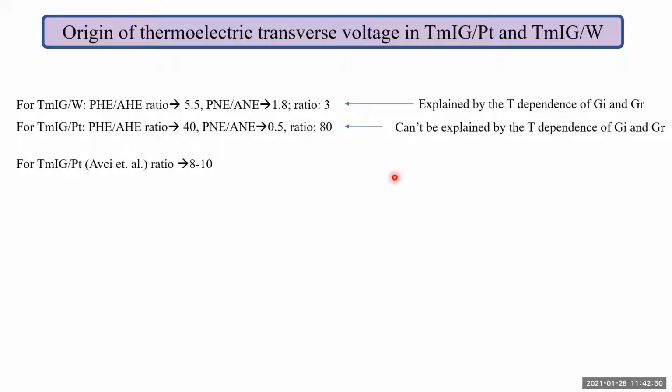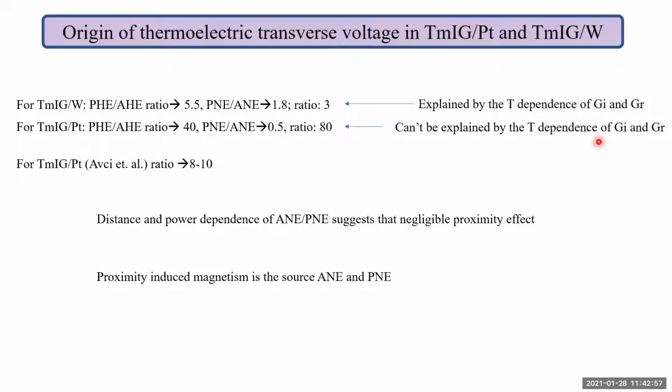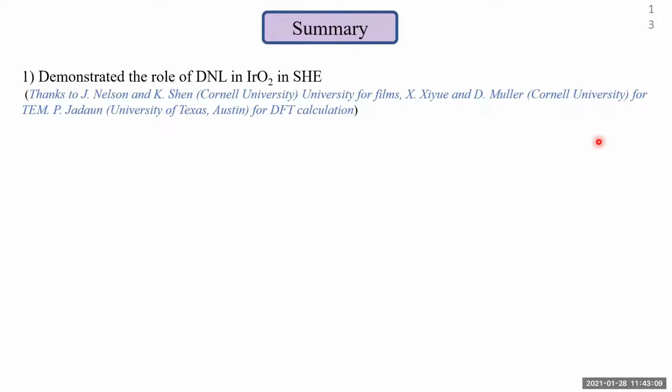So interface-induced proximity effect is needed to explain this data. However, in all these cases, we don't find any evidence of thermal spin drag mechanism which was proposed in the previous report. So with this, I conclude my presentation. With this, I conclude my work that I have been doing in Cornell.